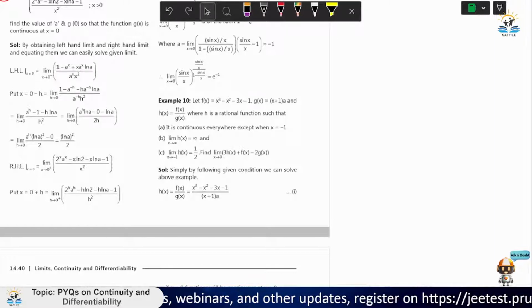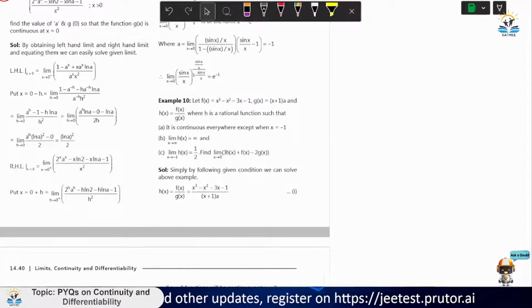Limit x tends to infinity, h of x has to go to infinity, and at x tends to minus 1, h of x has to be half.